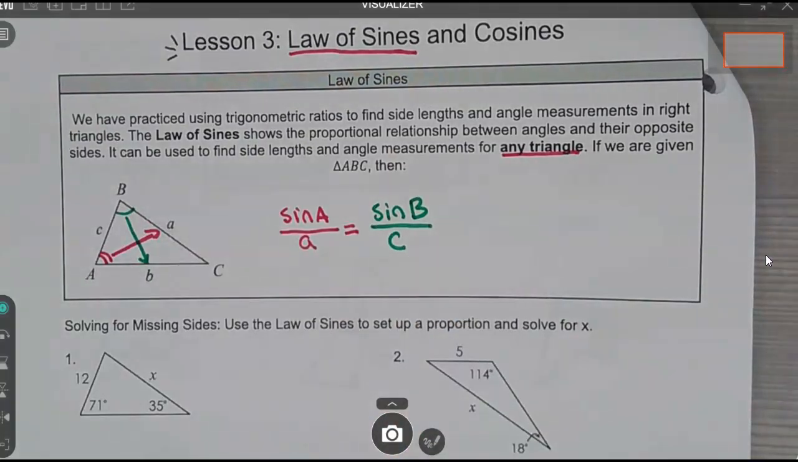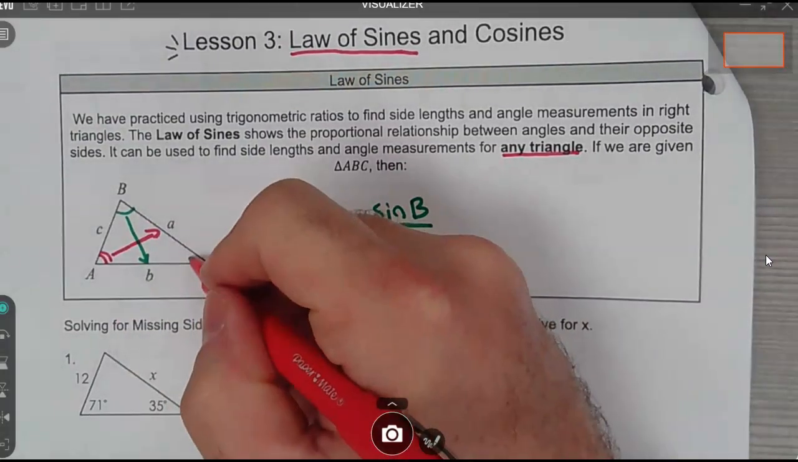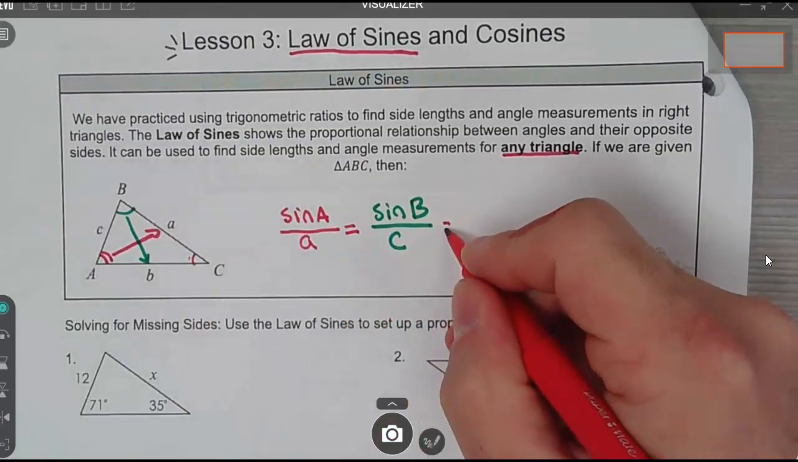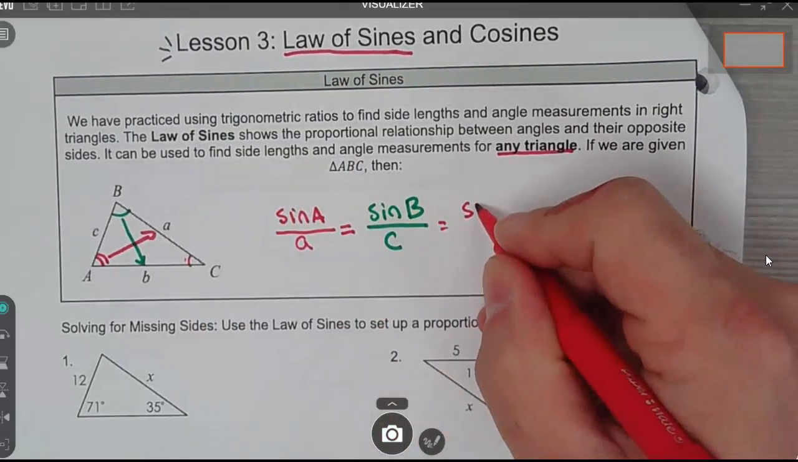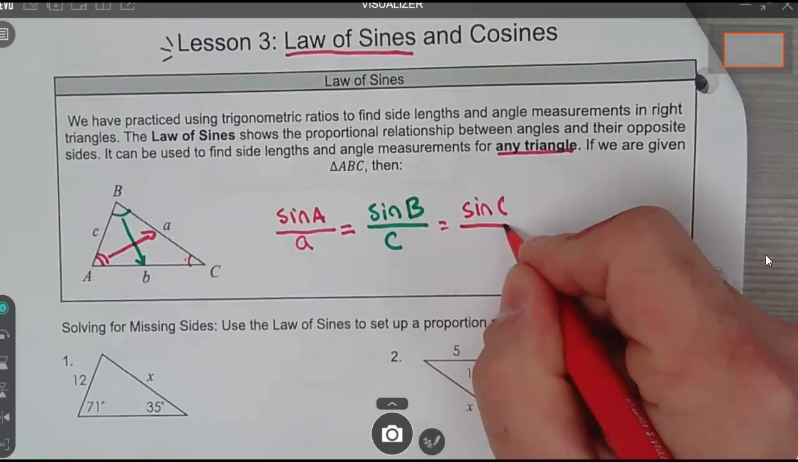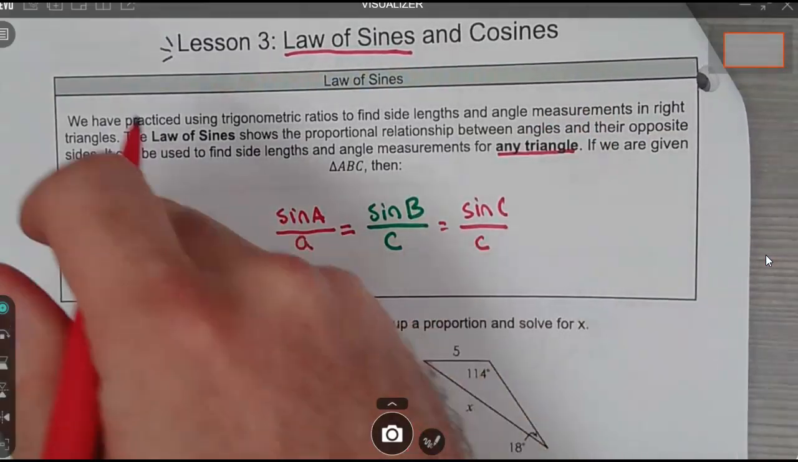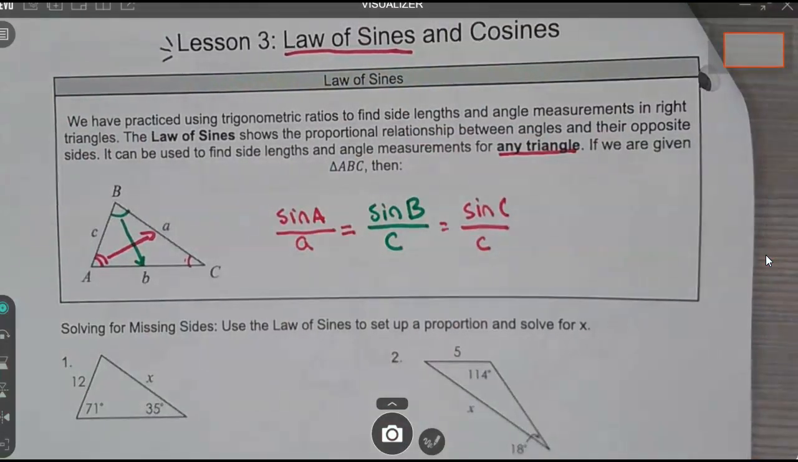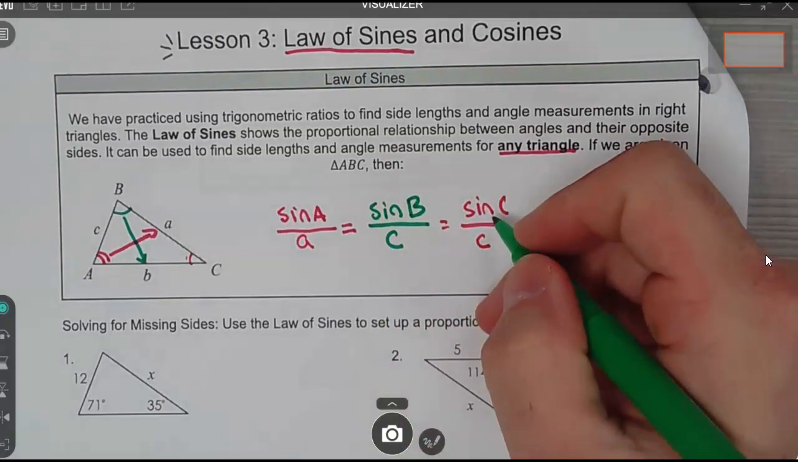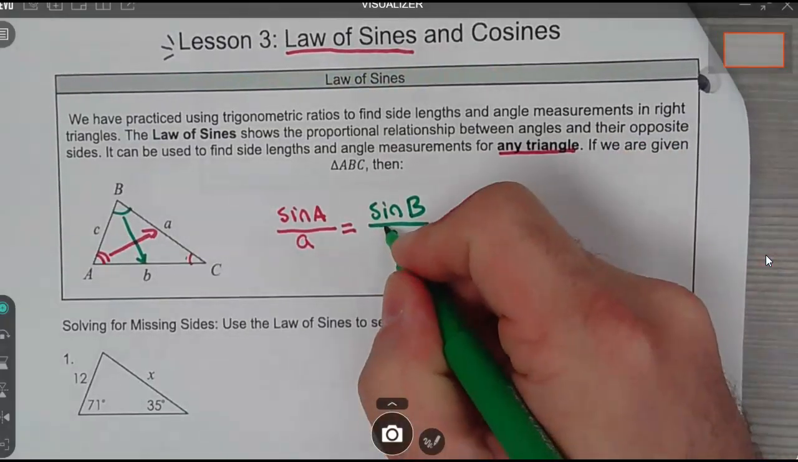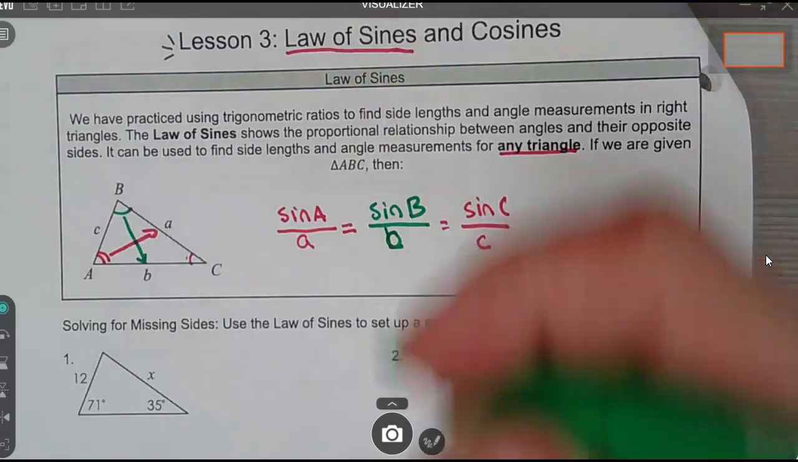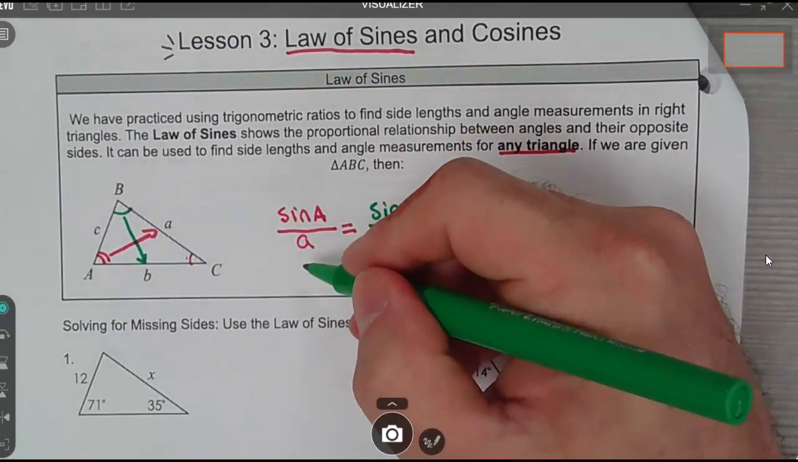Okay? And then that same thing works with the other side too. So if I look at C, that ratio is going to be equal as well. So the sine of C over C should equal the sine of B over B, which is equal to the sine of A over A.